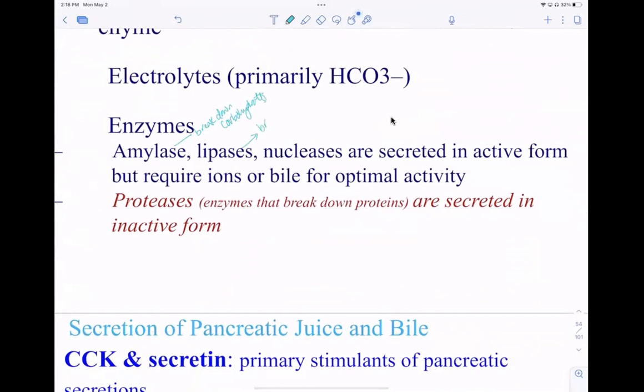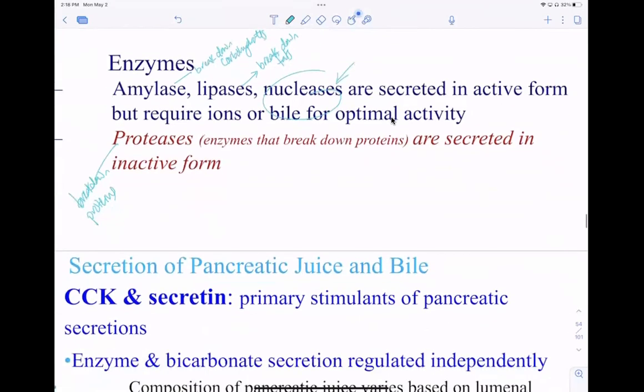Lipases break down fats. Proteases break down proteins. And then you have nucleases. Nucleases are secreted in active form, but require ions or bile to activate them. And these would be for nucleic acids.